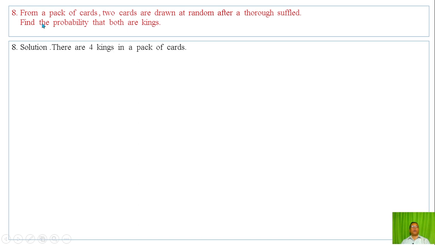Question number 8. From a pack of cards, 2 cards are drawn at random after a thorough shuffle. Find the probability that both are kings.